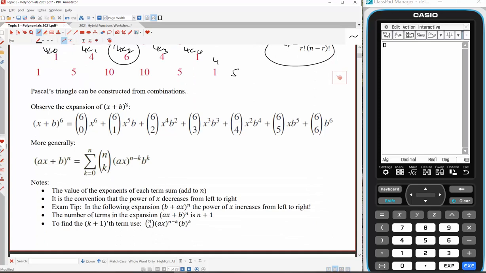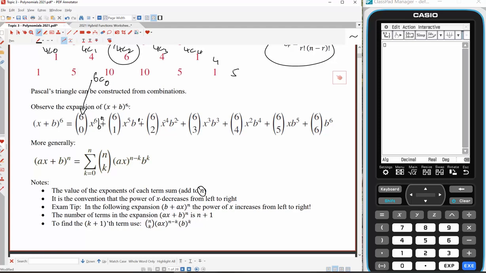Okay, so here would be a power 6 expansion. So this is binomial notation. I think that's what it's called. I'm going to call it that. That's just the same as 6 choose 0, 6 choose 1, 6 choose 2, etc. So some things to note. The value of the exponents of each term sum or add to n. So what am I saying there? That's x^6, b^0. 6 plus 0 is equal to 6. That's b^1. 5 plus 1, 6. 4 plus 2, 6. 3 plus 3, 6. That's important to know that.